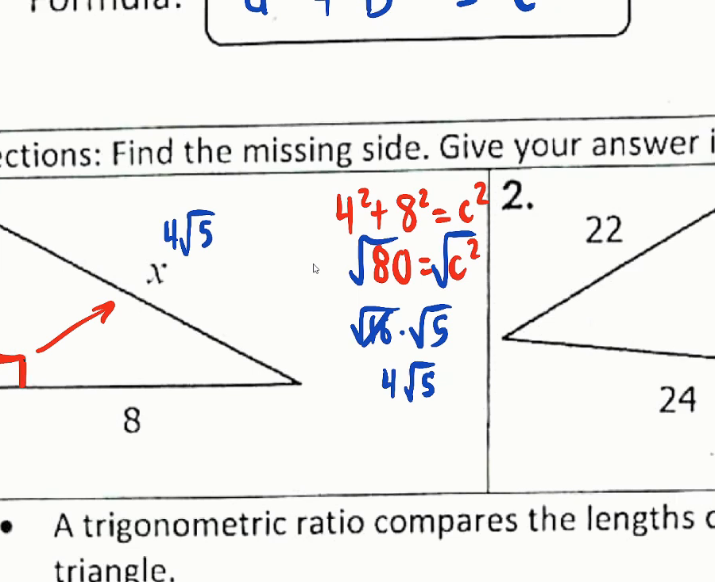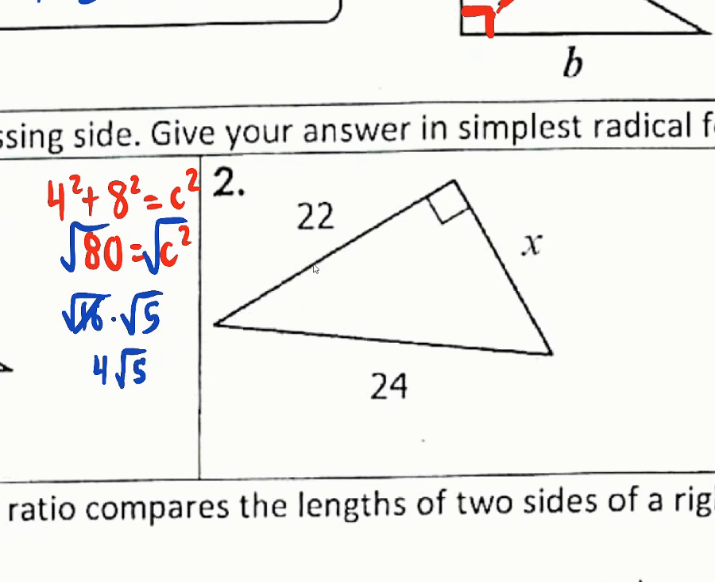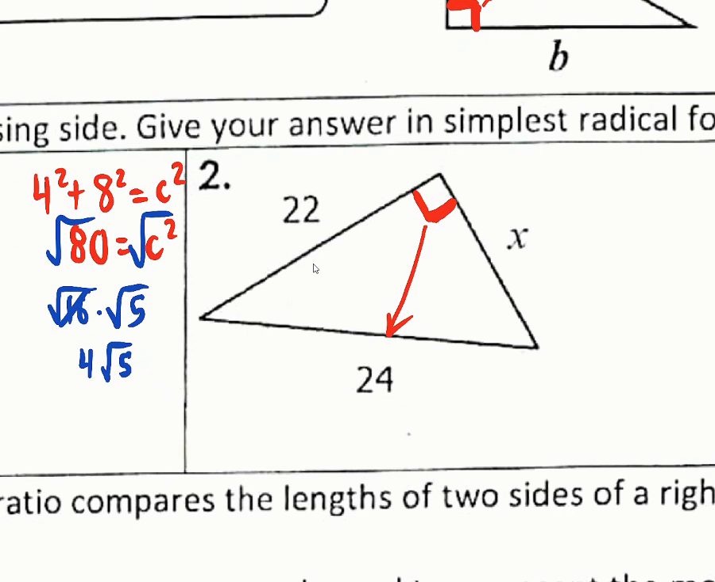All right, so let's finish this problem up. Actually, it's done. We are done with this problem. Moving on. Number 2, again, what's the first thing I want you guys to notice? Where is my hypotenuse? Well, there's my 90-degree angle. It's across from it. So my hypotenuse is 24. So my 2 legs are x and 22. So here I go. X squared plus 22 squared equals 24 squared.